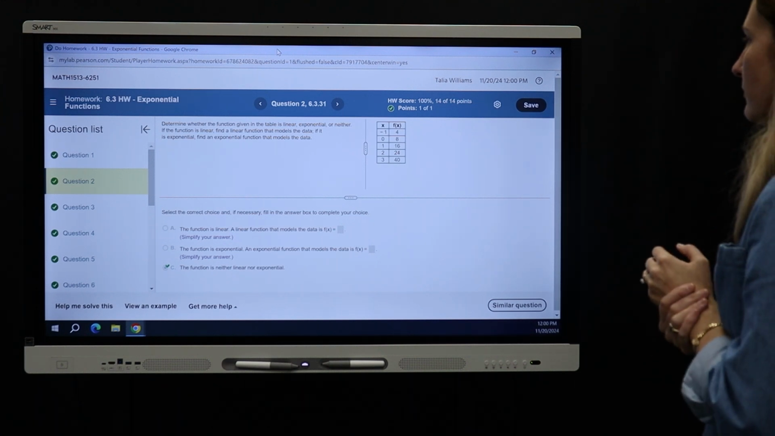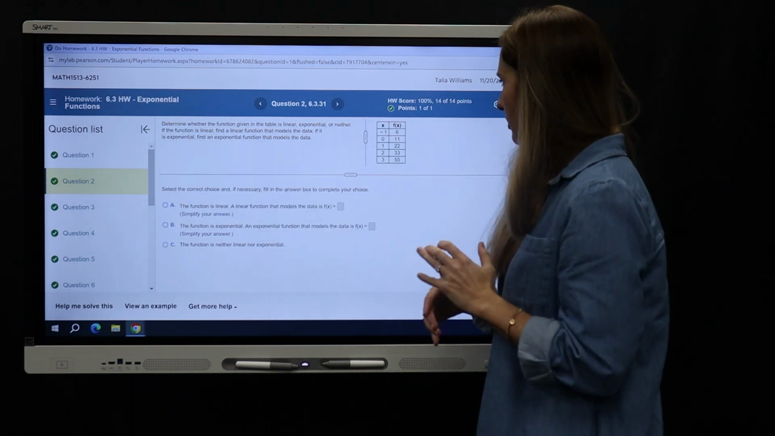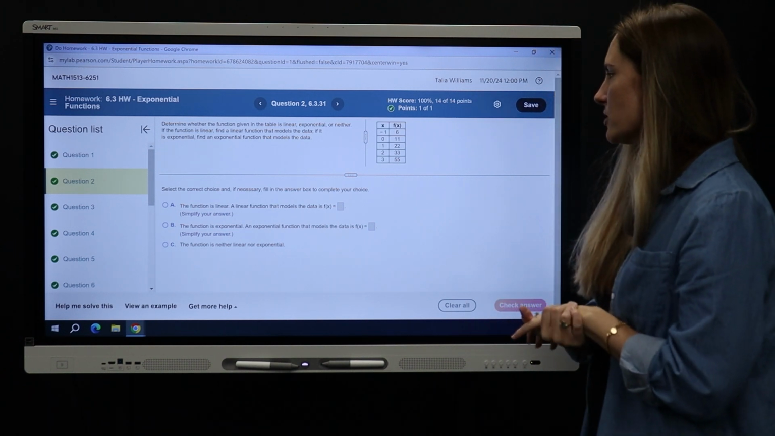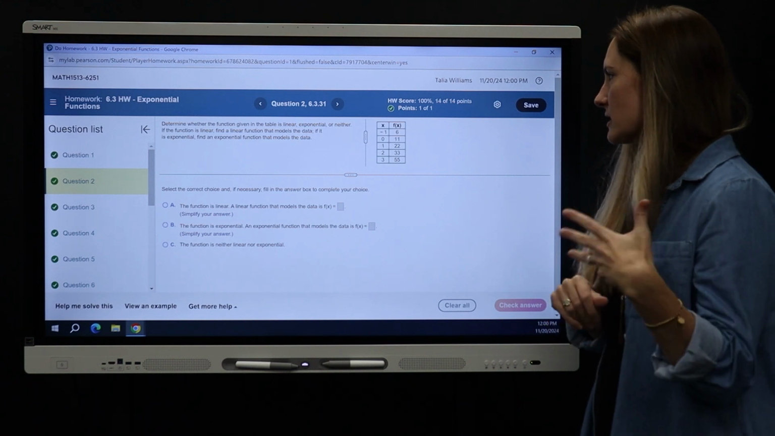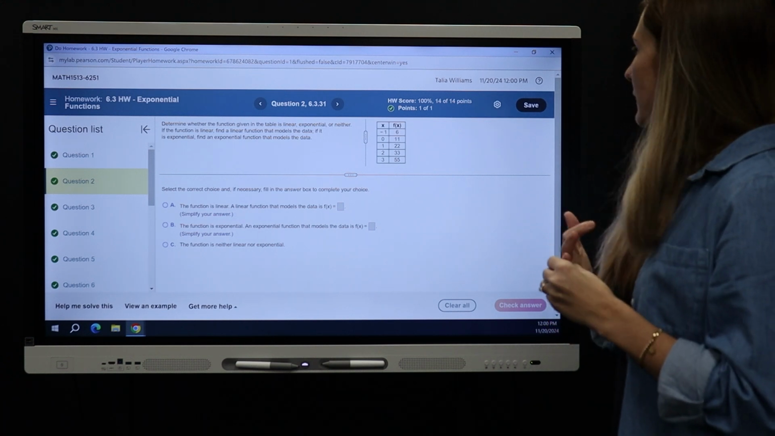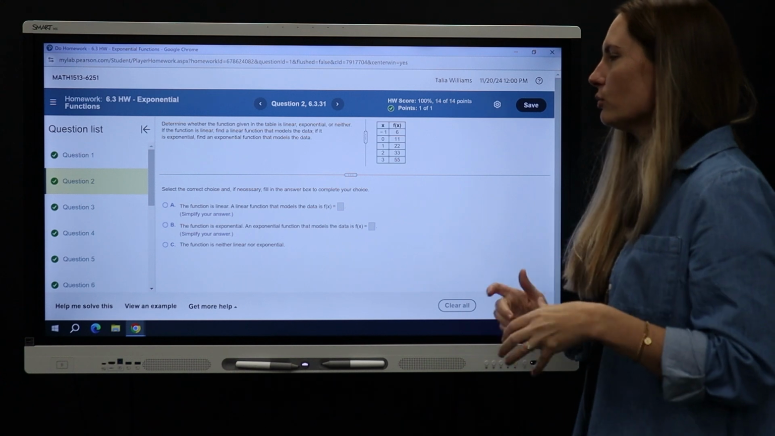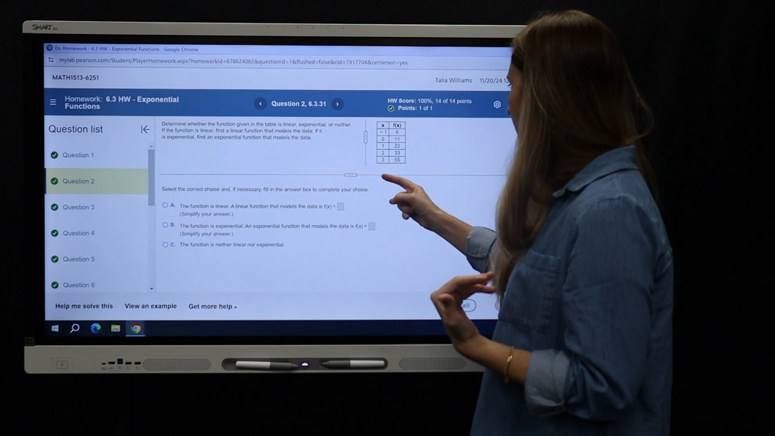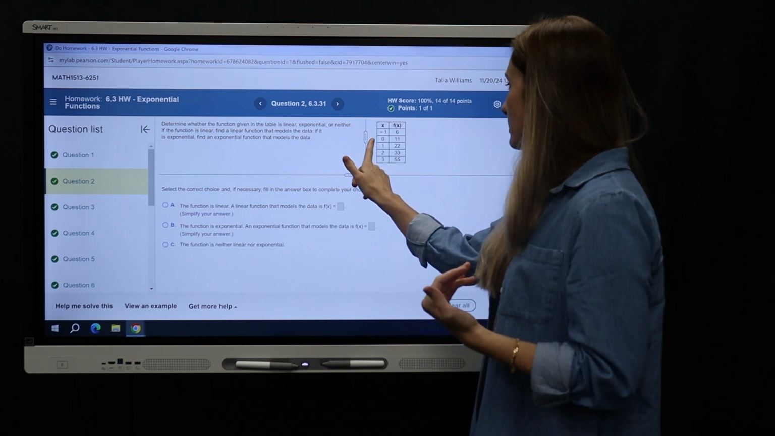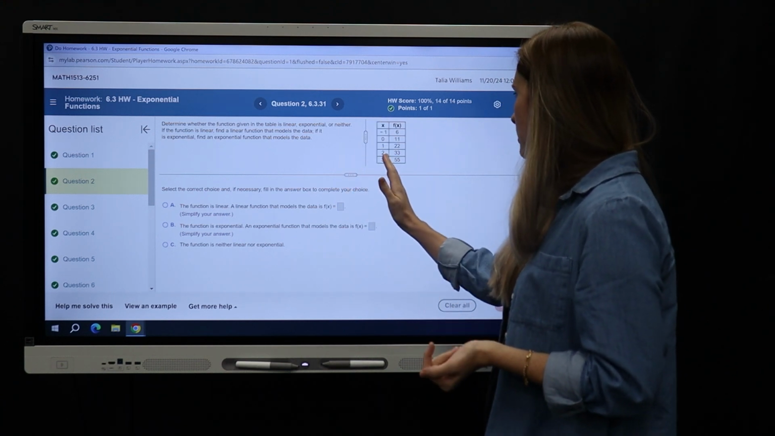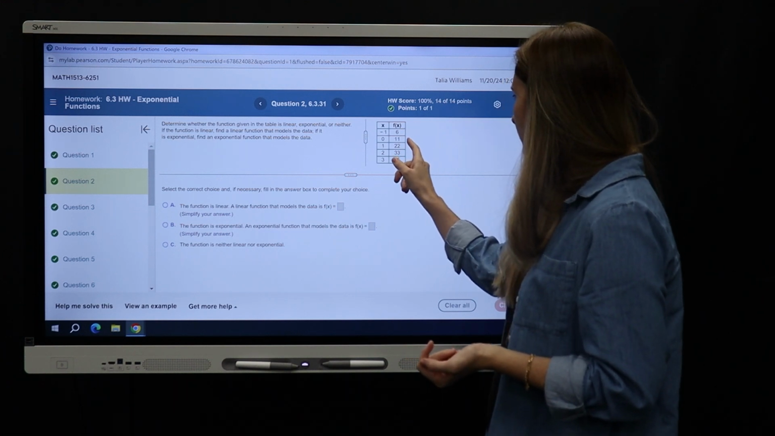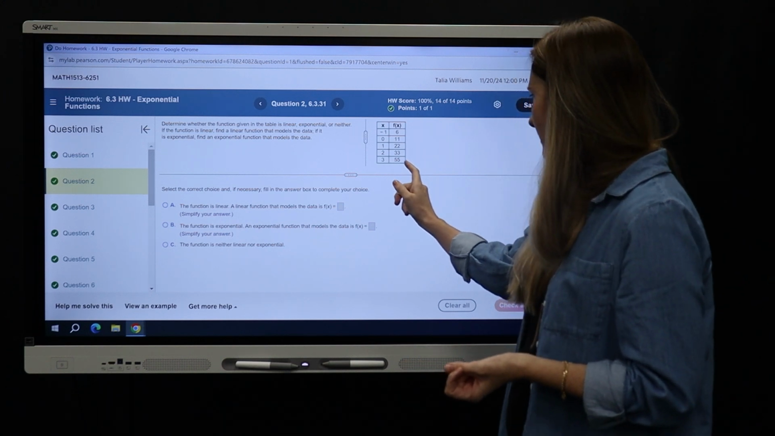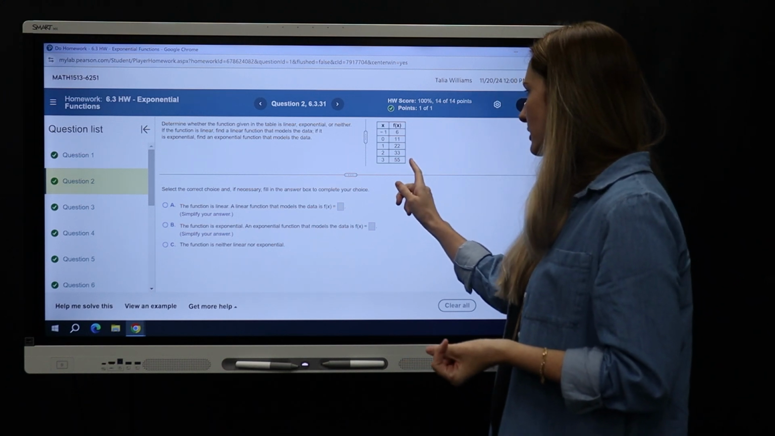Determine whether the function given in the table is linear, exponential, or neither. If the function is linear, find the linear model. If it's exponential, find the exponential model. Okay, so when we look at these, linear ones are our straight lines, so they're going to change the same each time between our x values. Our x values here are going up by 1. That's a pattern, so that's good. Over here, 6 to 11 is 5. 11 to 22 is 11. 22 to 33 is 11. 33 to 55 is 22.